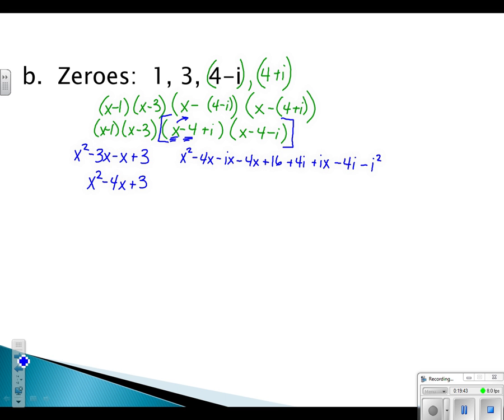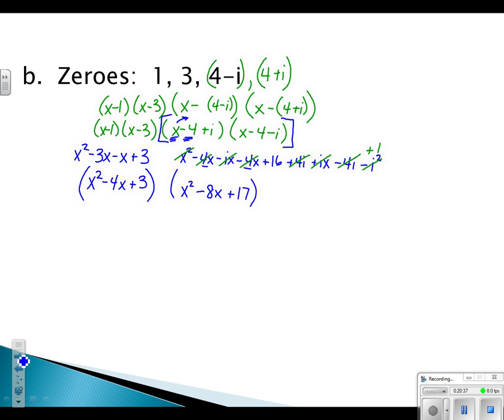Now let's do some simplifying here. I'm going to do this just to keep that all separate from the front thing. There is only one x squared term, and I'm going to cross it off when I'm done with it. I have 2 negative 4x's. So this one and this one combine to make a negative 8x. And then I'm done with them. Now I have a negative ix here and a positive ix at the back. They're going to wipe each other out. I have a positive 4i here and a negative 4i here. They're going to wipe each other out. Negative i squared is a negative negative 1. This is a plus 1. So my 16 and that 1 can come together and make 17.